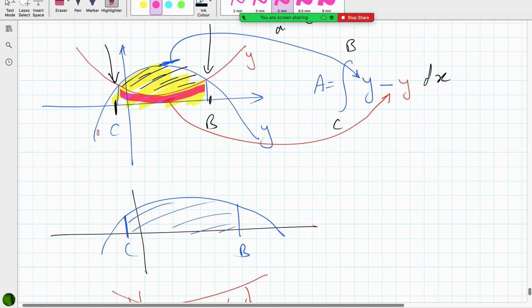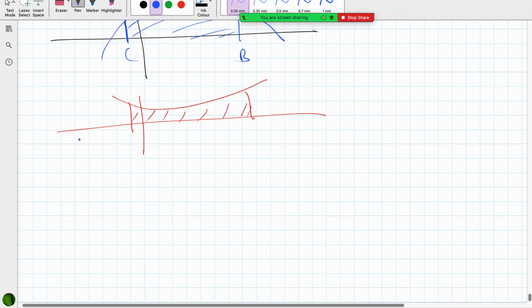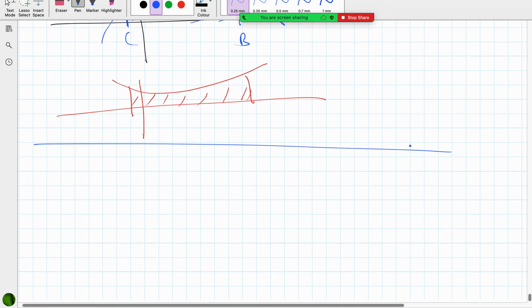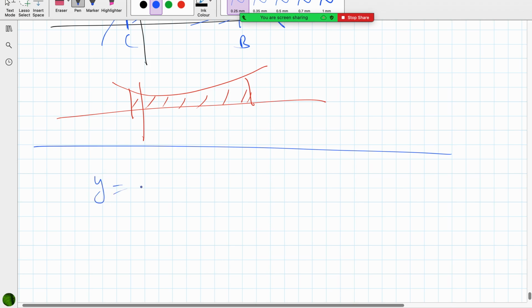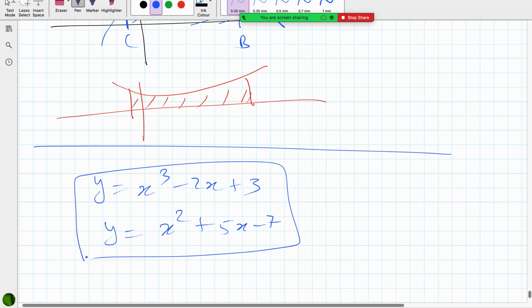Getting the concept? So we'll integrate upper curve minus lower curve. In this case, I know which curve is upwards, which curve is downwards. So when you will have 2 equations only, for example, y is equals to x cube minus 2x square plus 3, and the other is y is equals to x square plus 5x minus 7. Now we cannot say which curve is upwards, which is downwards.